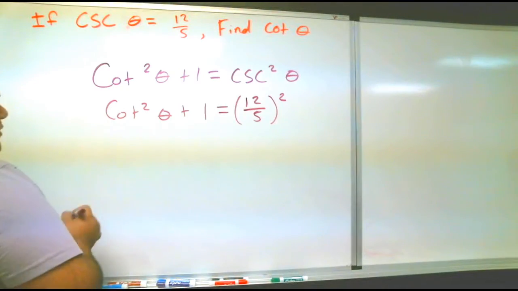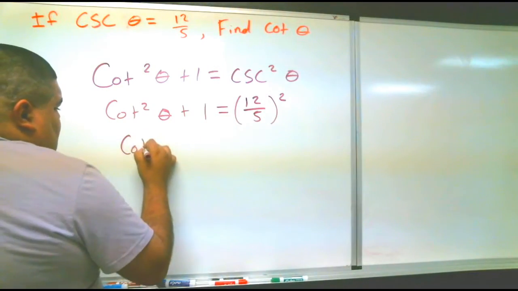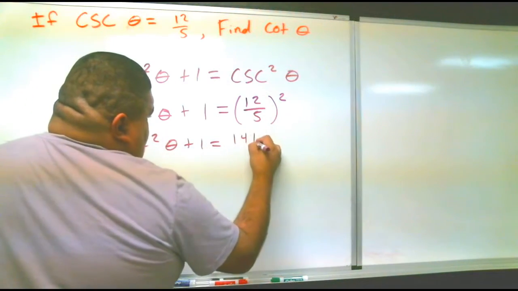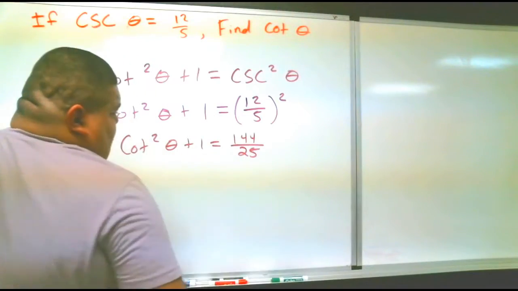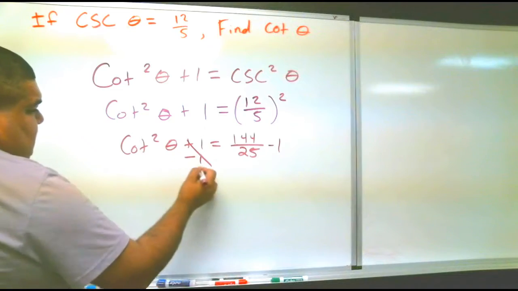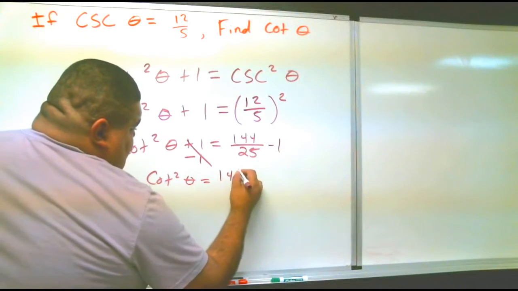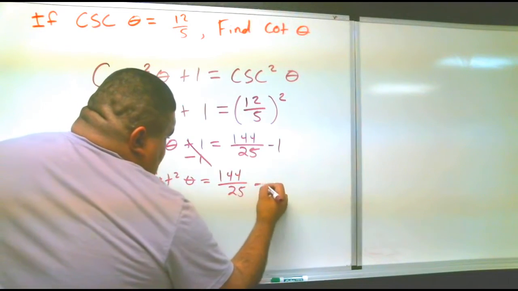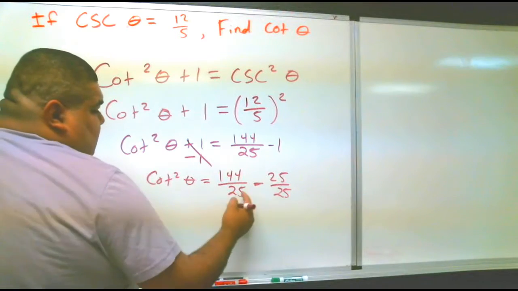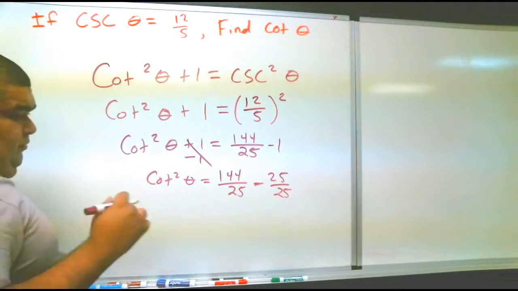We already have cosecant, which is 12 over 5, squared, equals cotangent squared theta plus 1. So that's 144 over 25. We subtract 1 on both sides. It cancels out. We have cotangent squared theta equals 144 over 25 minus 25 over 25. The reason why is because we want to get the same denominator. Since 1 is a whole number, it's 25 over 25.